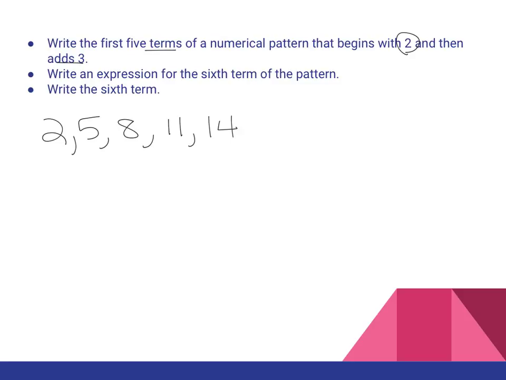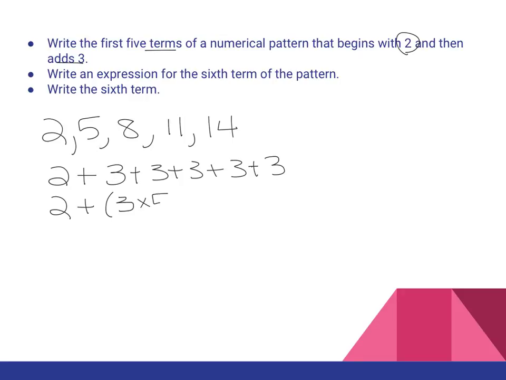The next part of this problem says to write an expression for the 6th term of the pattern. Well, I know that we started with 2, and then each time we're going to add 3. So since I'm going to need the 6th term, I would add 3 5 more times on top of the first term. That's 1, 2, 3, 4, and 5. Now, that's kind of lengthy to write it that way. So another way that we could write the expression is to write 2 plus, and then since we're adding 3 each time, I would say 3 times 5.